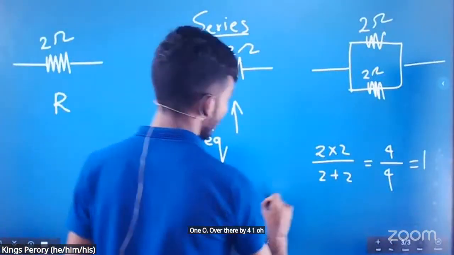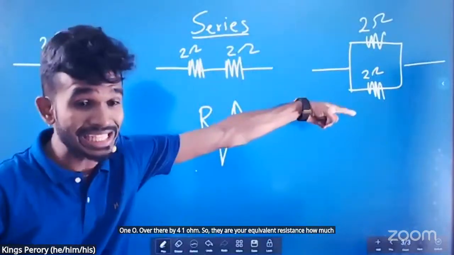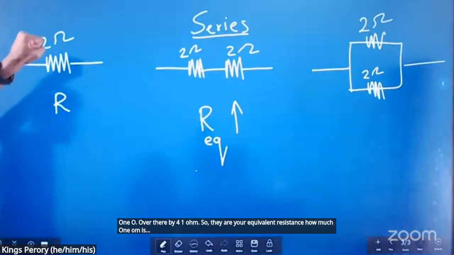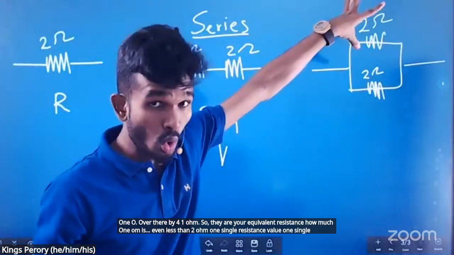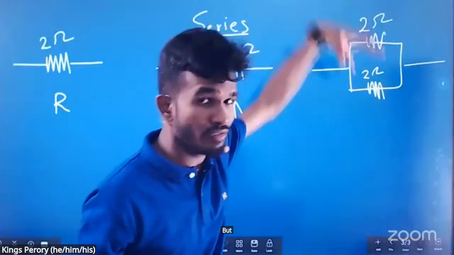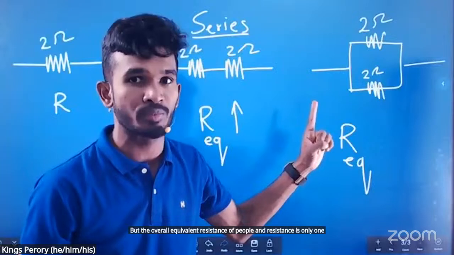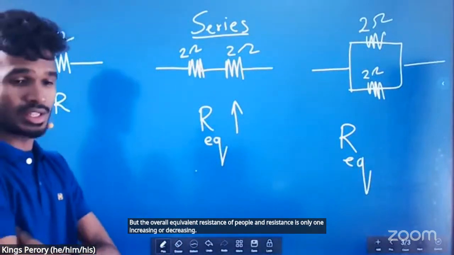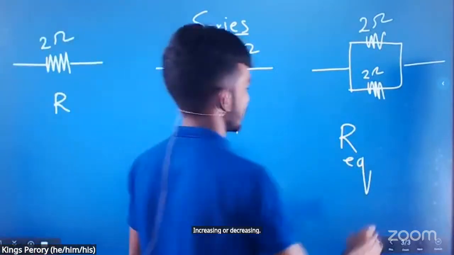So there, your equivalent resistance is how much? 1 ohm. Listen, 1 ohm is even less than 2 ohm. One single resistance value is 2 ohm, but the overall equivalent resistance is only 1 ohm. Increasing or decreasing? Decreasing.